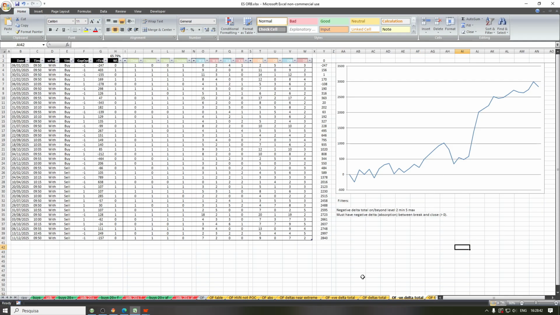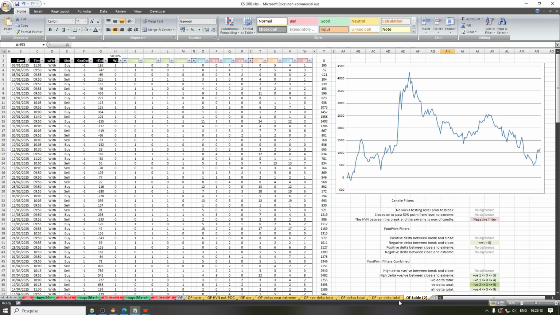So I don't put a massive amount of stock into these. This is the best filter I have. Now this cuts out a lot of trades. So this is negative delta total on or beyond the level. So minimum of 2, maximum of 5. And then we've also included that it must have at least one absorption print here. So, I mean, this looks pretty good, but it cuts out a massive amount of trades. I don't put a massive amount of stock into these filters.